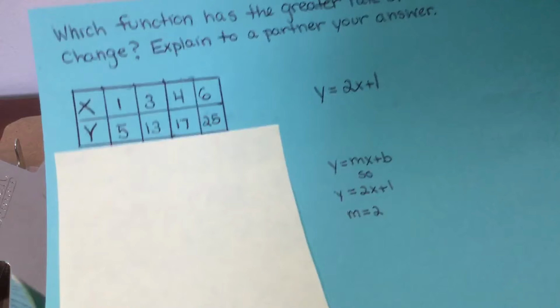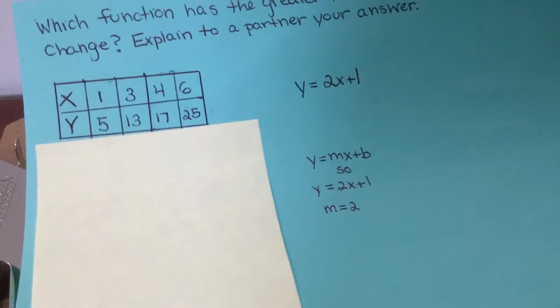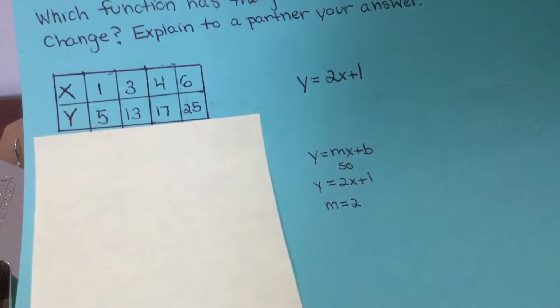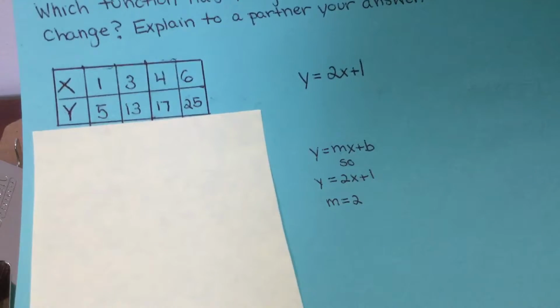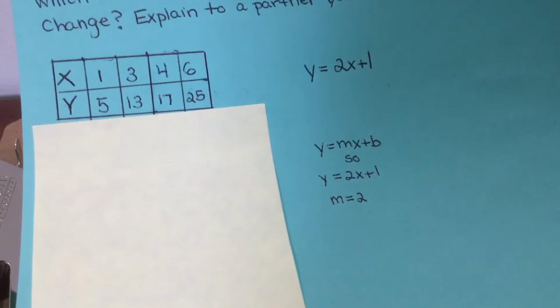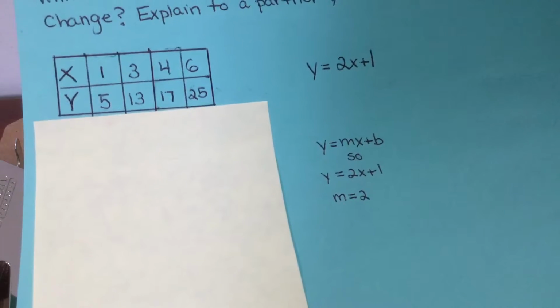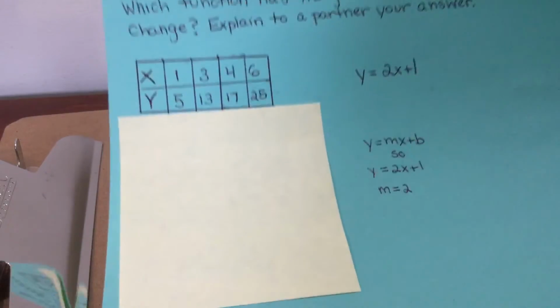Well, since this is in y equals mx plus b, we automatically know that 2 is in the position of m, so therefore our slope and our rate of change is 2. Now let's look at the table.